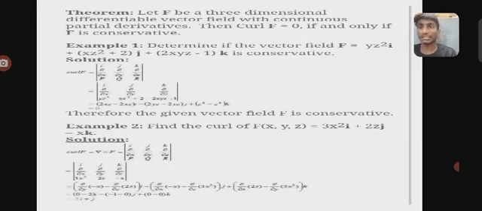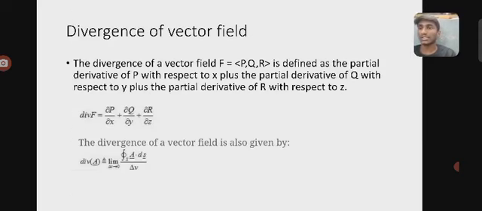So as said, the value is equal to 0. And coming to the second example, the determinant of the given vector is not equal to 0, so it is not a conservative vector. So coming to the second classification, divergence of a vector field.